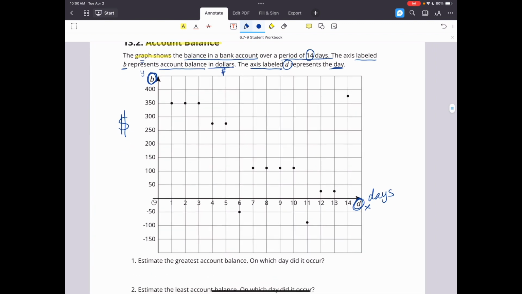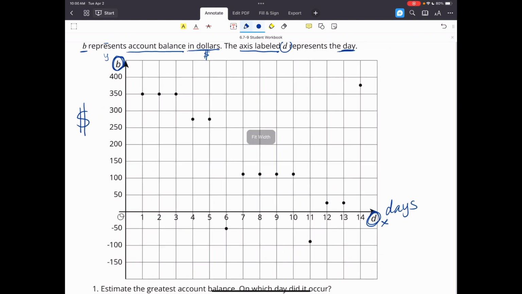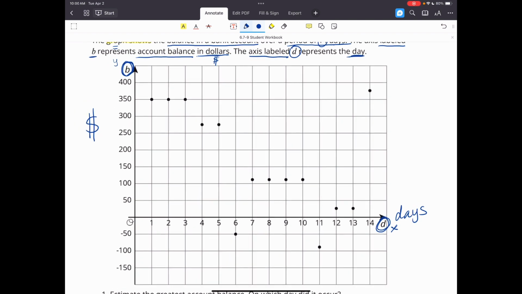And so now we're going to talk about how we interpret this. When I'm looking at this graph, as I go across the x-axis, I'm looking at the number of days. So this would be day 0, however much money I have on day 0. They didn't put anything in. They don't represent anything as day 0. They represent it as day 1. So on day 1, if I follow it up to the dot and track it over, there was $350 in the account.